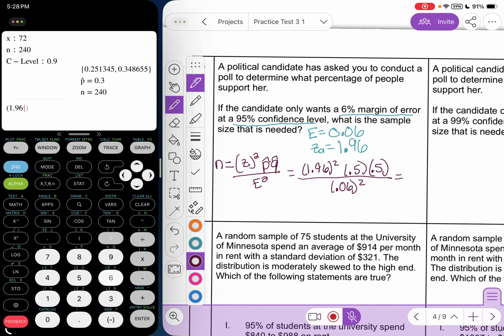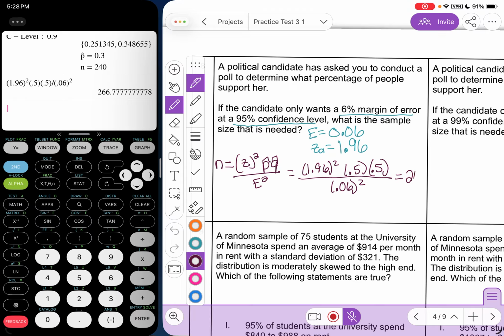So we type that in the calculator. Divided by 0.06 squared. We get 266.8. And we always round up no matter what. So 267 people is how many we would have to ask.